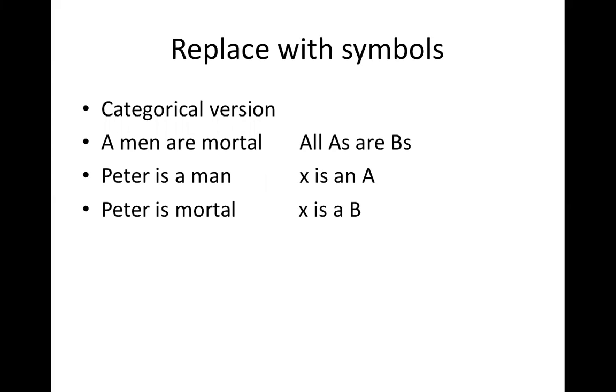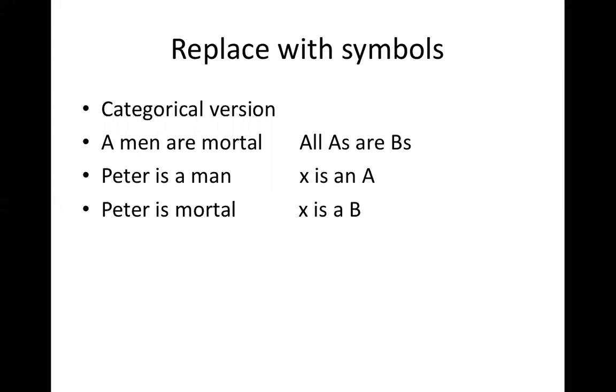When you look at the symbolic version of this argument, you'll see that X is an A, X is a B. It is a kind of operation where you identify X with the first symbol and then you identify X with the second symbol.